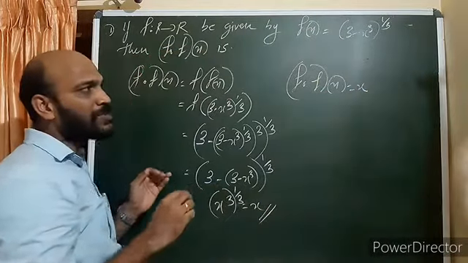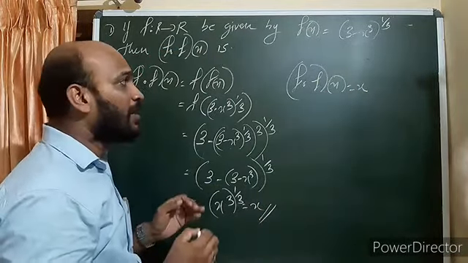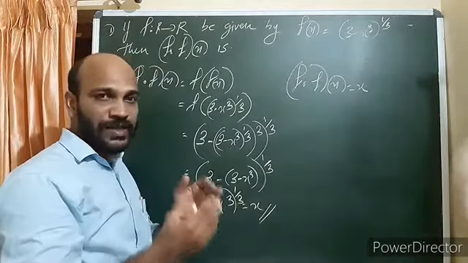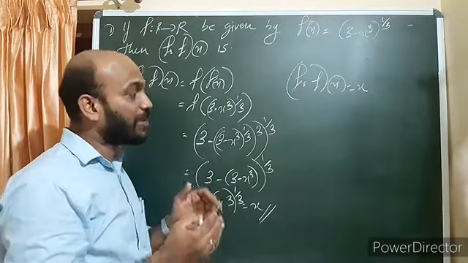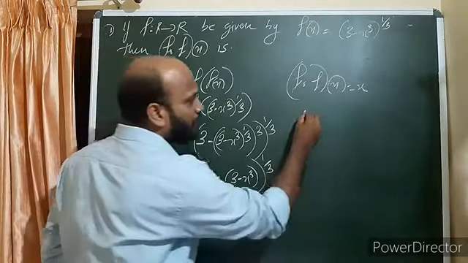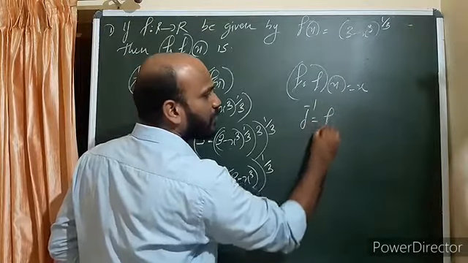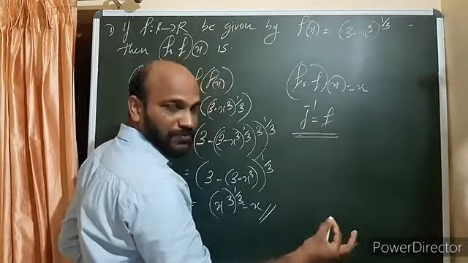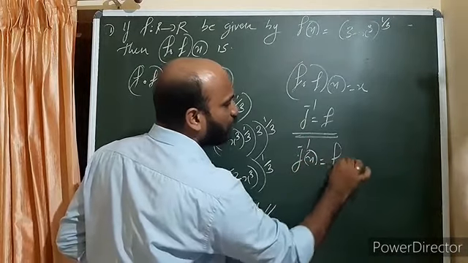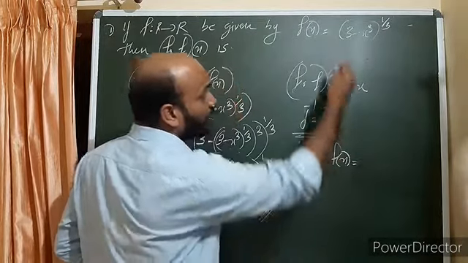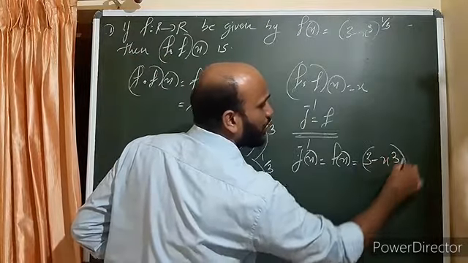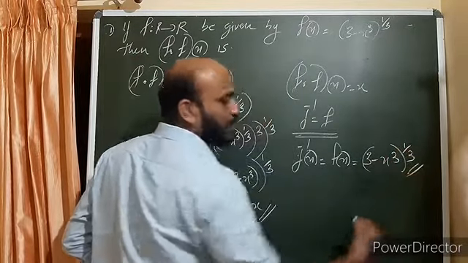If (f o f)(x) equal to x, it means f o f is an identity function. If f(g(x)) is x and g(f(x)) is x, then f inverse equal to g. So what is f inverse? f inverse equal to f itself. Otherwise, f inverse of x will be equal to f(x). And what is f(x)? That is (3 minus x cube) raised to 1 by 3. Okay.